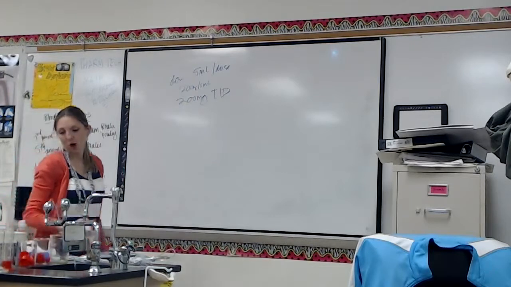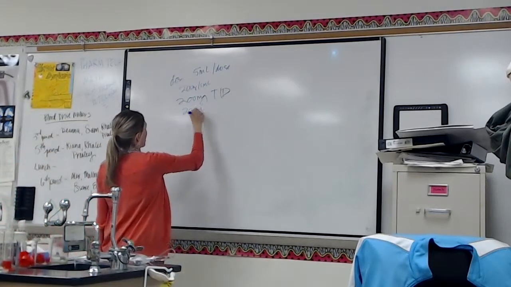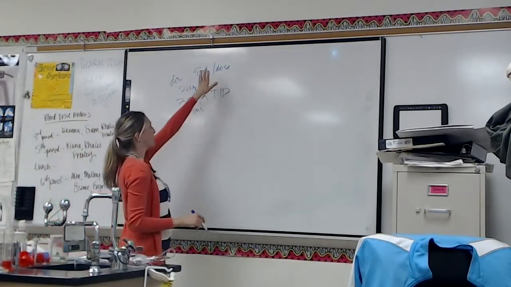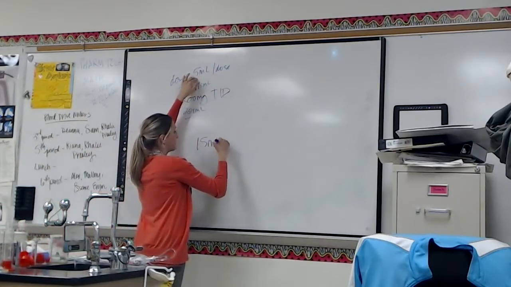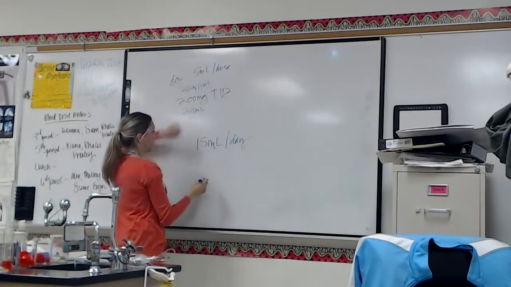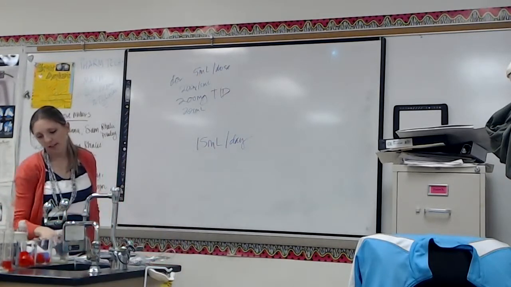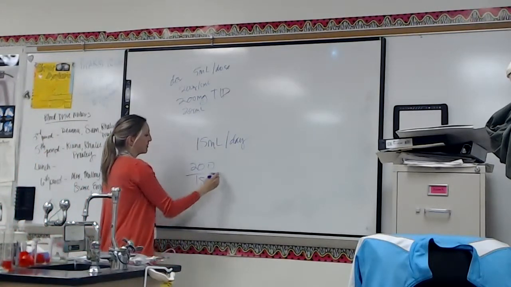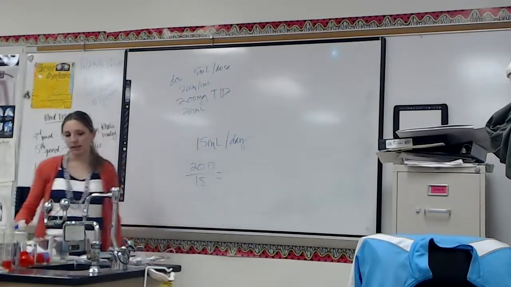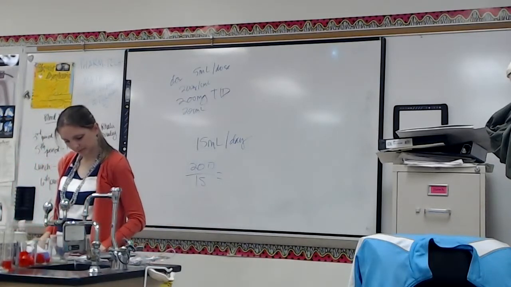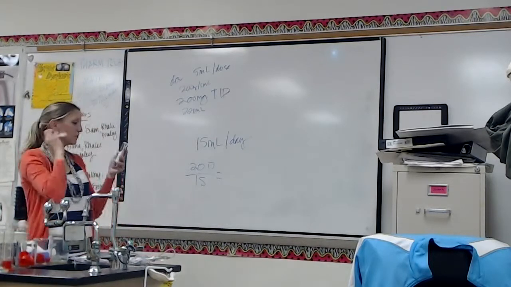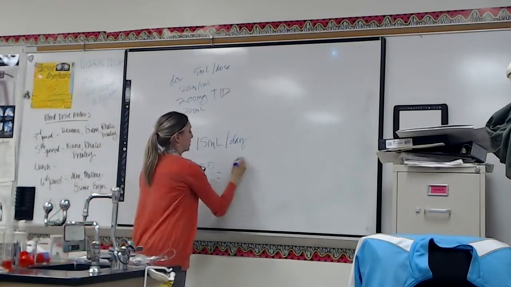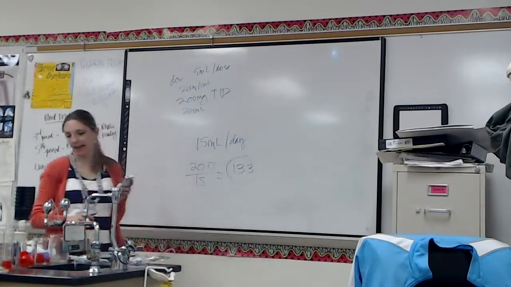In total, we've got 200 milliliters. First, let's figure out how many milliliters per day they need. They have 3 times a day, and they're doing 5 milliliters. That means they need 15 milliliters per day. So we've got 200 milliliters total. 200 divided by 15 is 13.3, really. So 13 days.